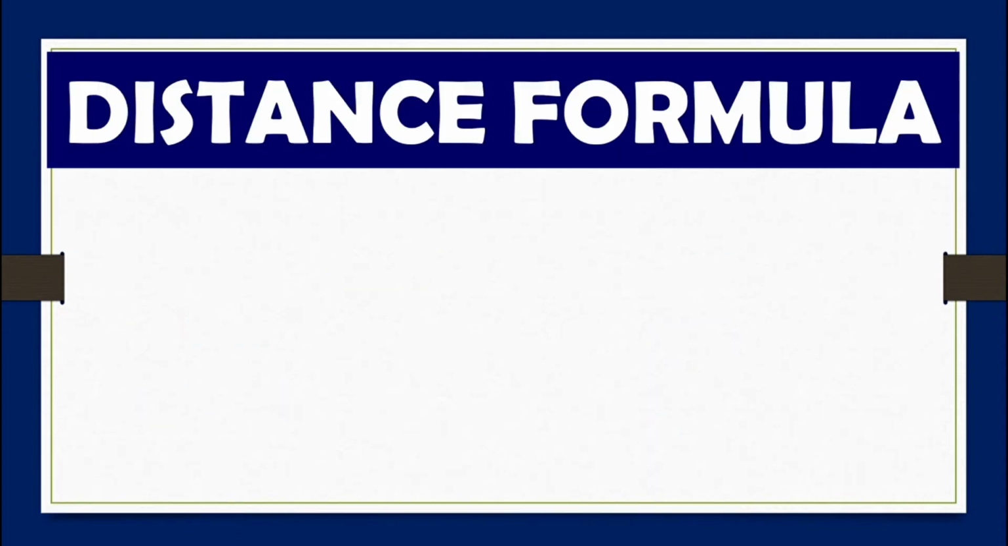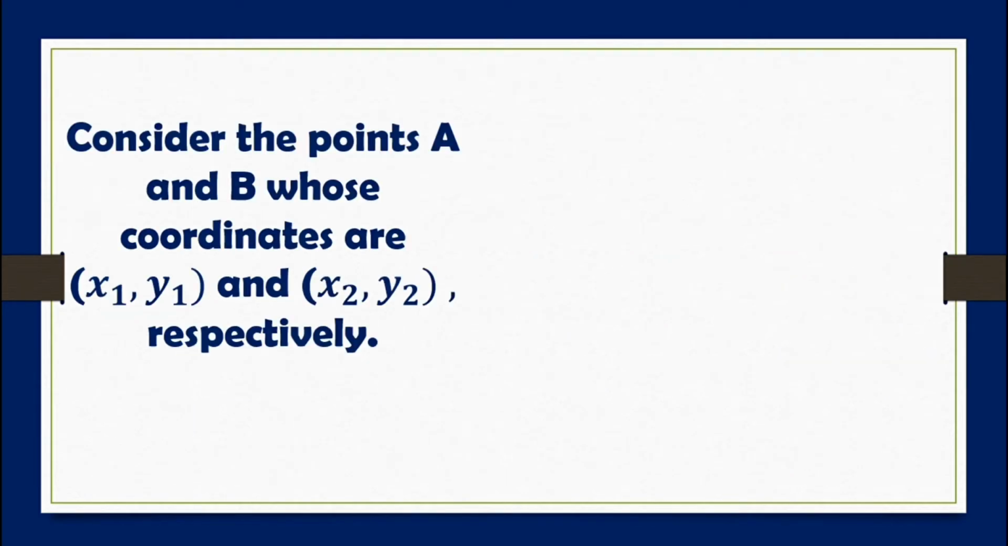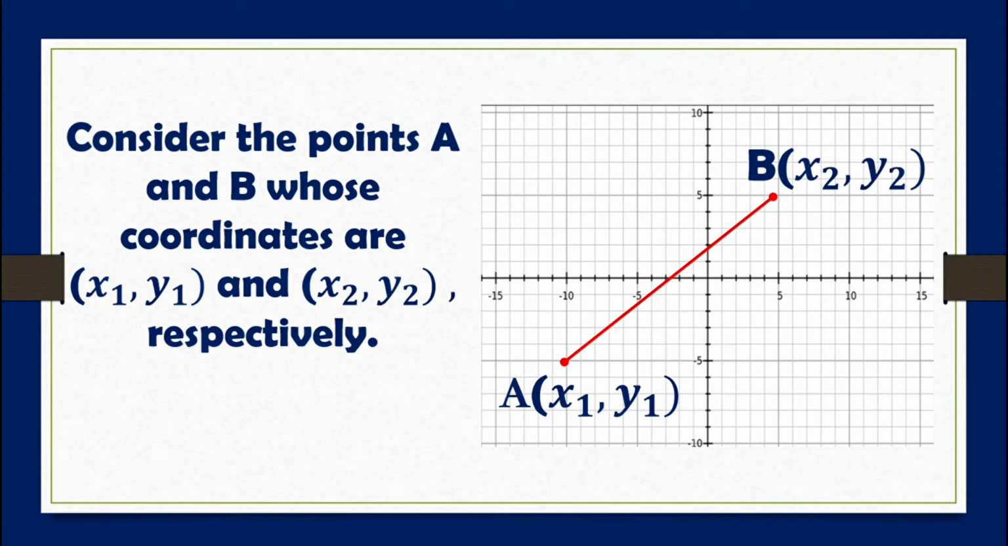This time, let us discuss the distance formula. The distance formula is used to determine the distance between 2 points, whether or not they are aligned horizontally or vertically. So let's consider the points A and B whose coordinates are x sub 1, y sub 1, and x sub 2, y sub 2 respectively. This is illustrated in our graph.